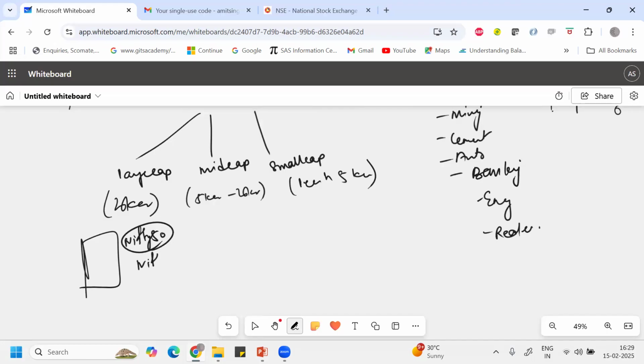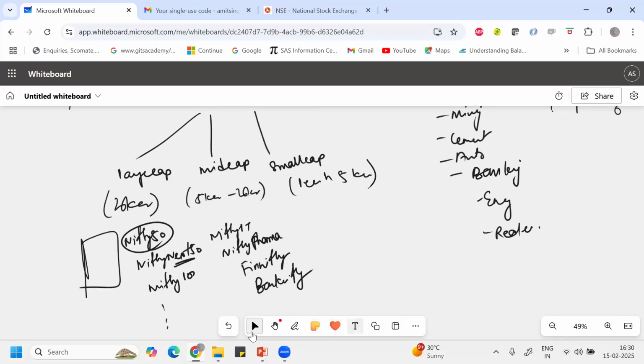Then we have Nifty Next 50, which tracks the movement of companies ranked 51 to 100. Then we have an index called Nifty 100, which tracks the movement of the best 100 companies. Like this, we have a lot of indexes, like Nifty IT and Nifty Pharma. We have Nifty Banking, that is called Bank Nifty. We have Nifty Financial Services, that is called Fin Nifty. Out of all these indexes, the most important is Nifty 50.